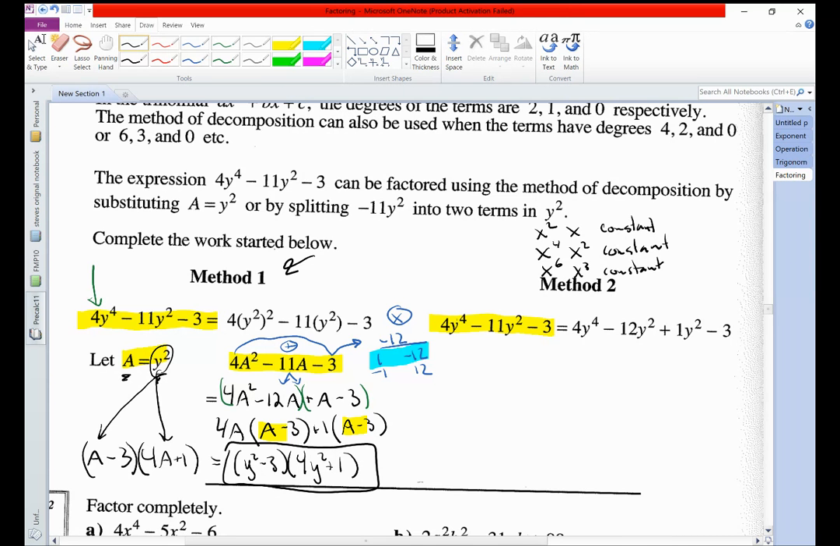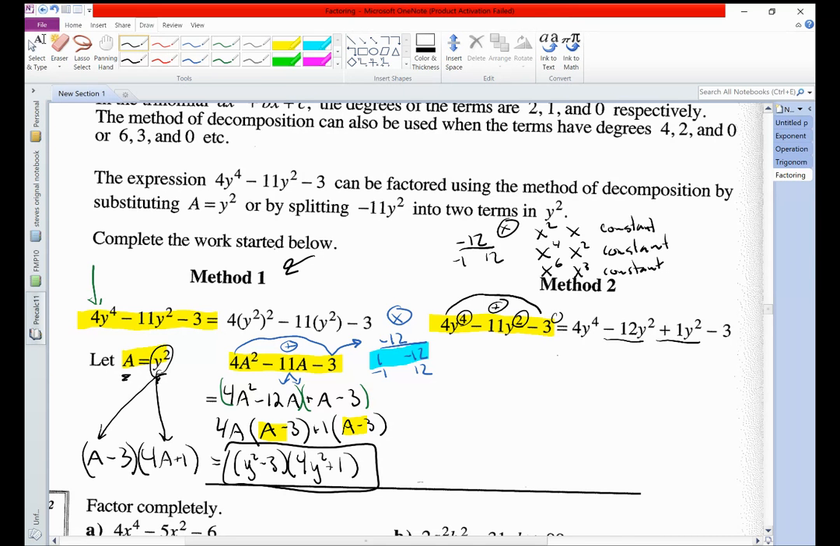So what they've done here, they did the same thing. They took 4 multiplied by -3, and they got -12. They did their multiplication chart, so -1 and 12, two numbers that multiply to -12 and add to -11, and they ended up splitting that -11y squared into -12y squared, positive 1y squared. And so instead of subbing in a capital A, they've just kept it as y to the power of 4 and y to the power of 2. Because you know that this is going to work if you do 4, 2, constant.